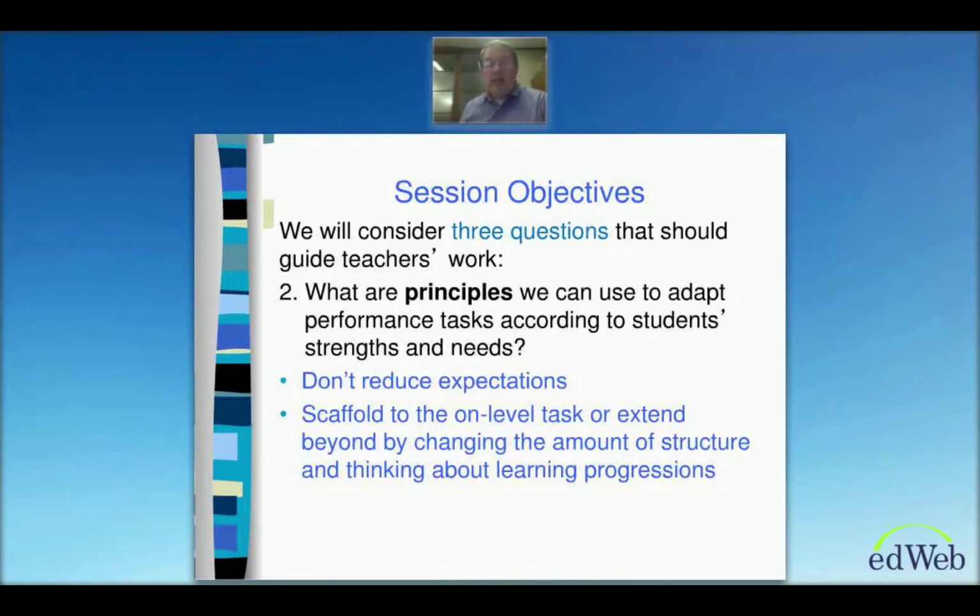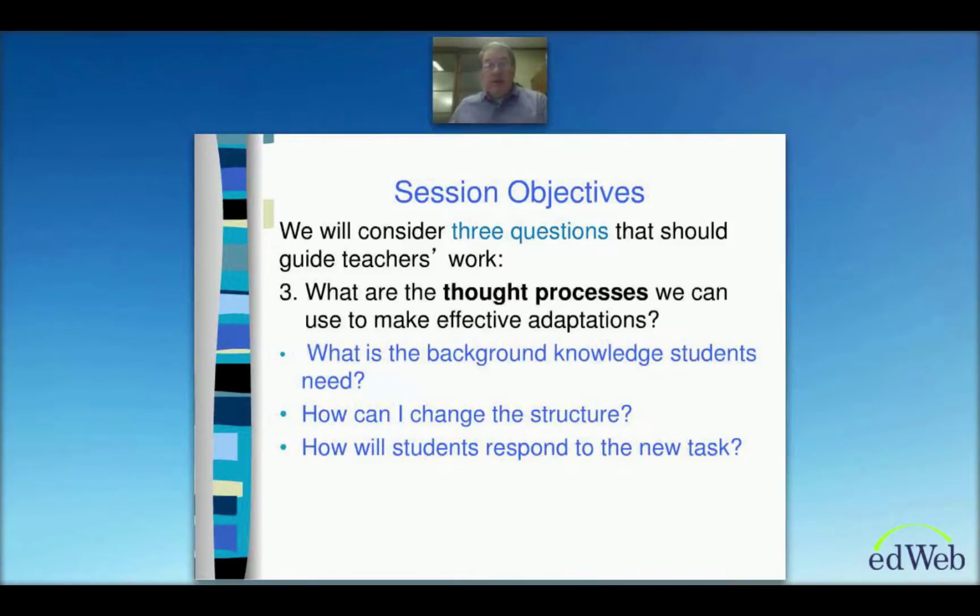And lastly, I'd scaffold on-level tasks by changing the amount of structure, and also if you're extending, you can change the amount of structure. And I think the thought process that I would describe in going through that is start by thinking about what the background knowledge is that students come with. And you can find that either by looking back along the standards that they've learned in previous grades, or by just solving the problem and thinking about what you need. Secondly, how you can change the structure. And lastly, how students will respond to the new task.